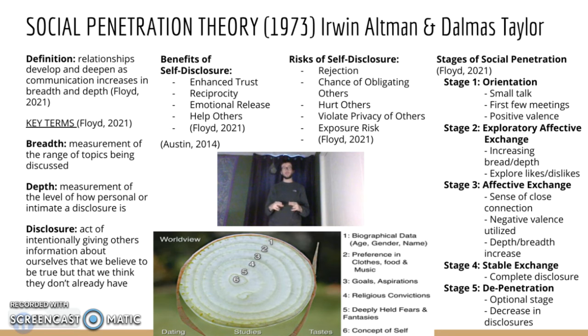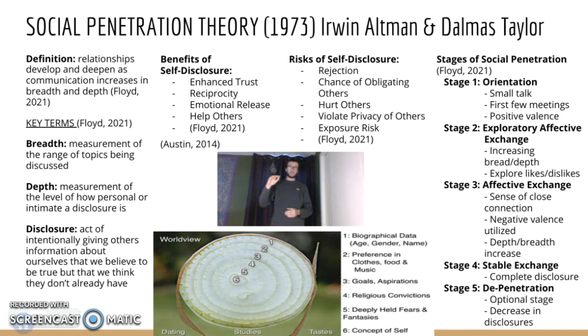Breadth is defined as the measurement of the range of topics being discussed, and that could be viewed in the picture as the circumference of the onion, the outer surface, whereas the depth is the measurement of the level of how personal or intimate a disclosure is. And that could be measured from that 1 to 6 range in the onion, how deep one's disclosures are. And a disclosure is defined as an act of intentionally giving others information about ourselves that we believe to be true, but that we think they do not already have.